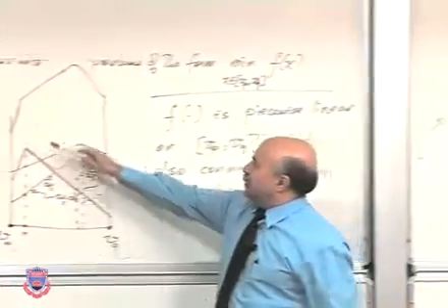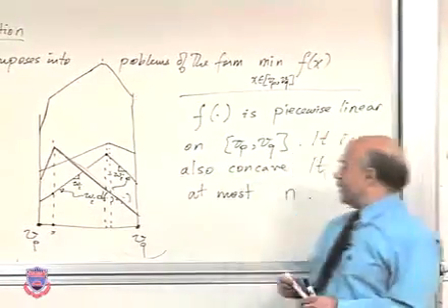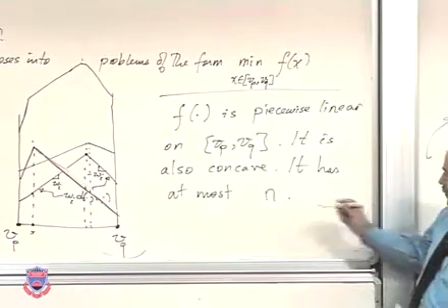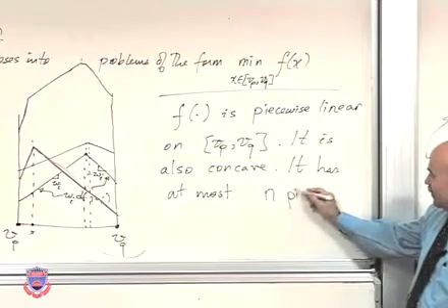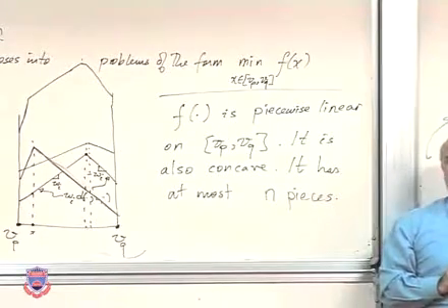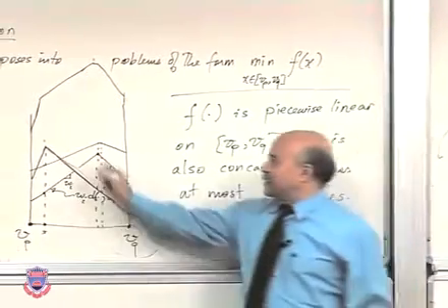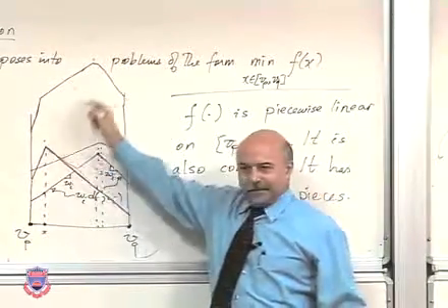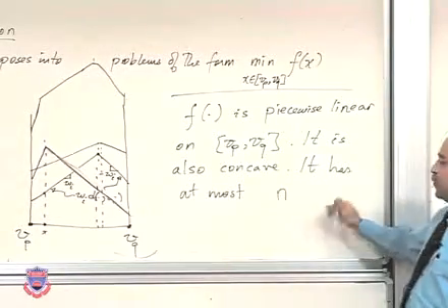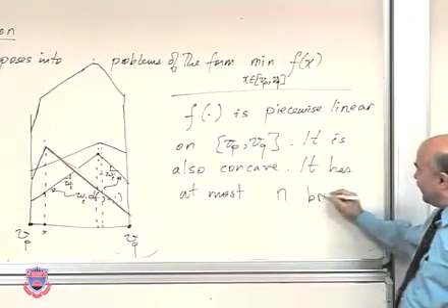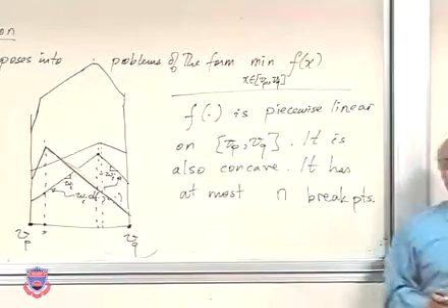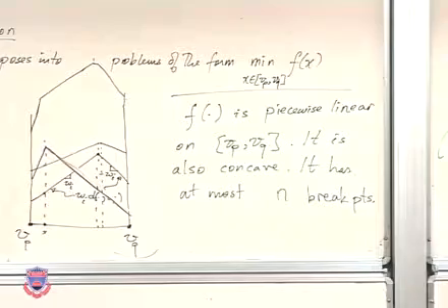So it's a concave piecewise linear function with at most n pieces. Now, the pieces I count are the interior, not pieces, but sorry, at most n breakpoints, which gives you at most n plus 1 pieces. Okay.